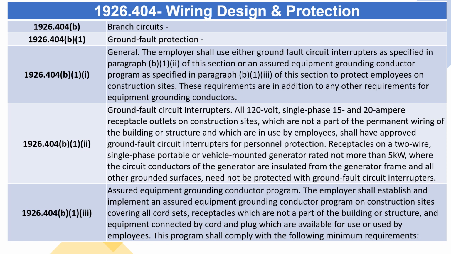1926.404 B1. General. The employer shall use either ground fault circuit interrupters as specified in paragraph B1, 2 of this section or an assured equipment grounding conductor program as specified in paragraph B1, 3 of this section to protect employees on construction sites. These requirements are in addition to any other requirements for equipment grounding conductors.